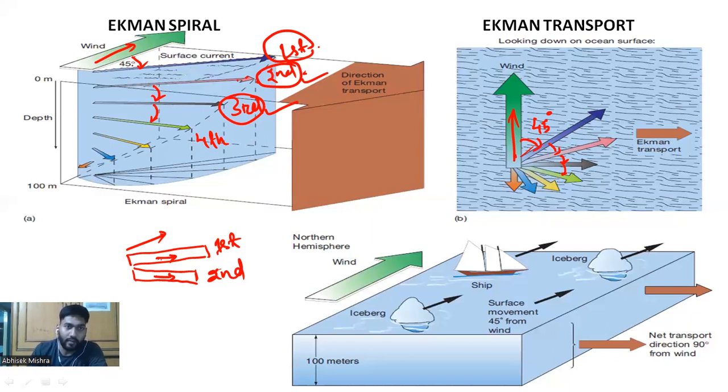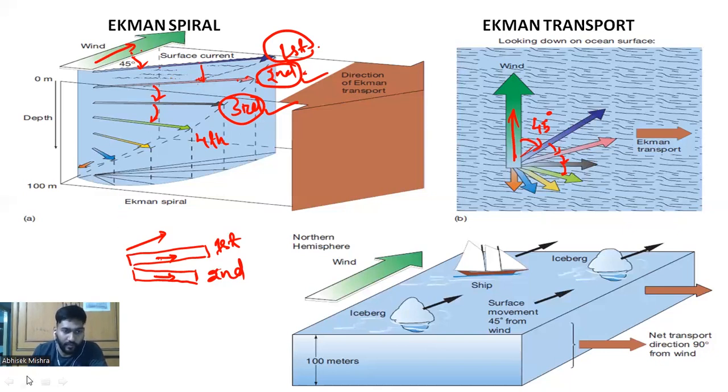When the first layer is moving, it is moving because of the energy transferred from the wind to the first layer. The first layer is set in motion because of the frictional energy which is transferred from the wind to the first layer of water. The second layer is moving because of the frictional energy which is transferred from the first layer to the second layer. So here there is a transfer of energy.